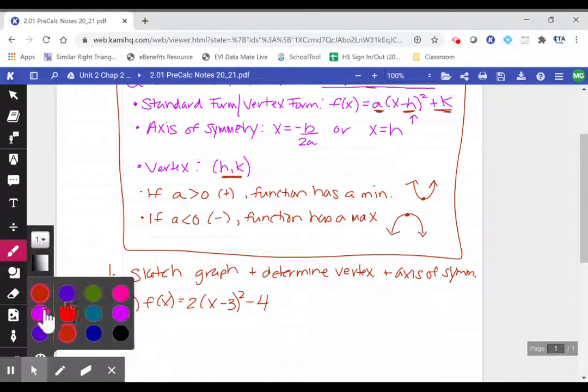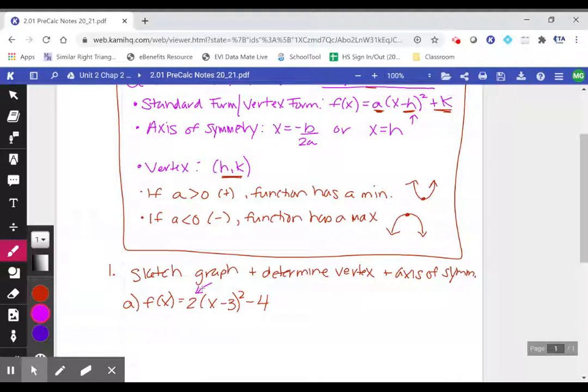This 2 out in front doesn't change the vertex at all. If you're just trying to find domain and range, it wouldn't really matter. What that tells you is, if it's a larger number, then it's a vertical stretch. If it's a smaller number, like a fraction less than 1, then it's going to be a vertical shrink, so it makes the curve wider. A stretch, think of taking your y-axis and pulling it out, stretching it up and down, and that would make the curve get more narrow.